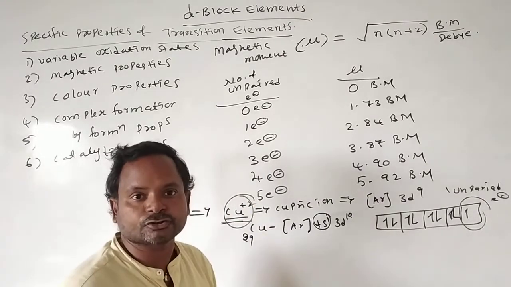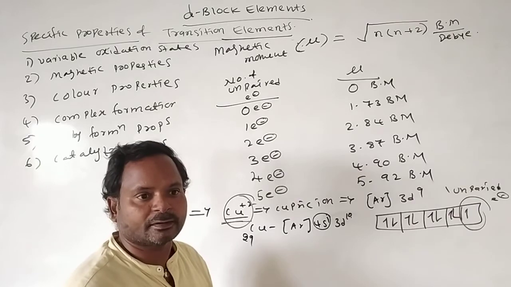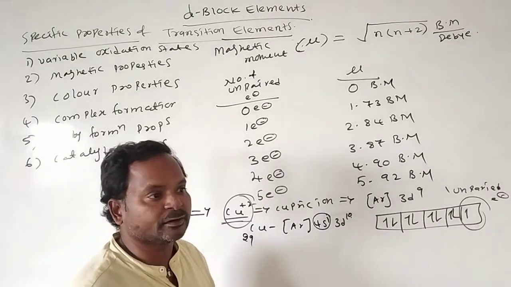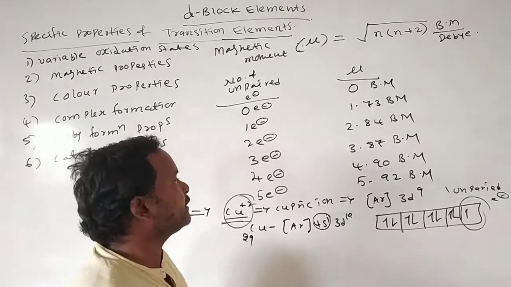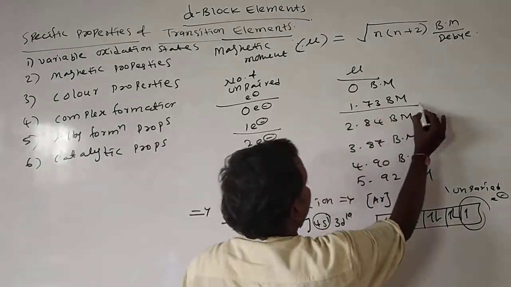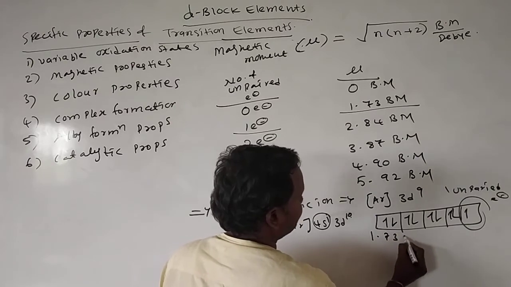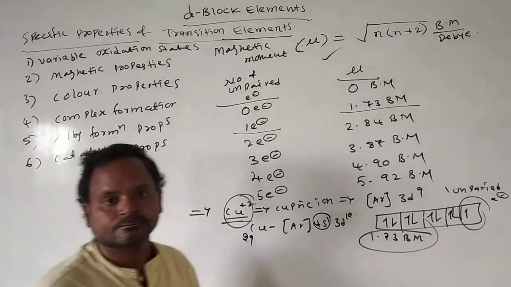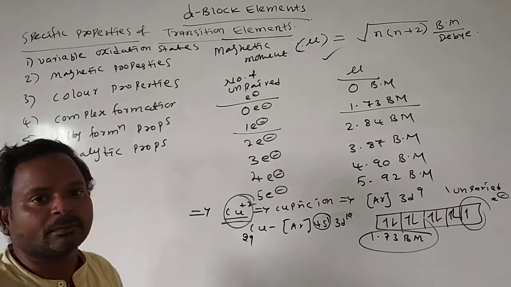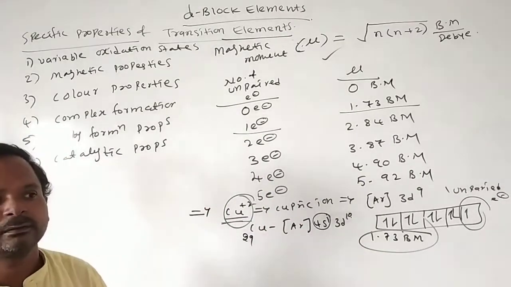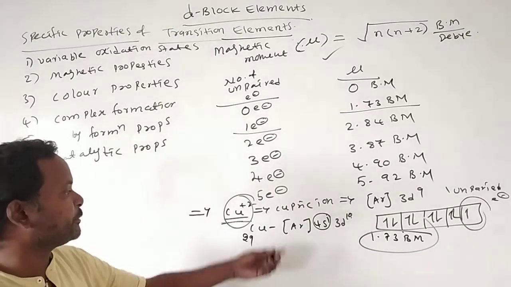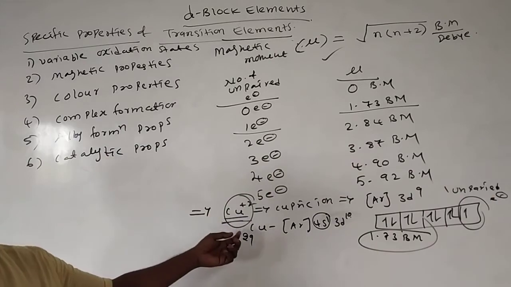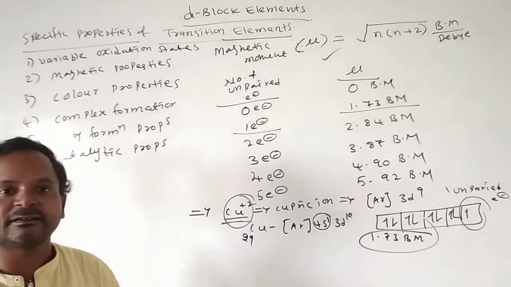Then I ask one more question. What is the magnetic moment of the Cu+2 ion? If one electron is present, the magnetic moment is 1.73 Bohr magnetons. If we use the formula also, we get the same. But instead of the formula, remember this one. The magnetic moment of Cu+2 is 1.73.